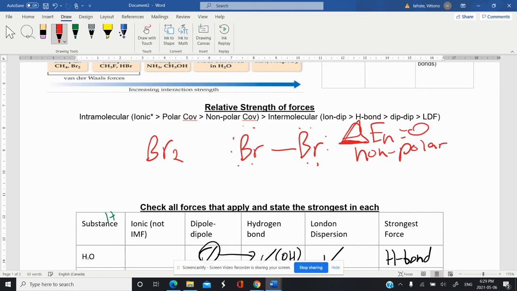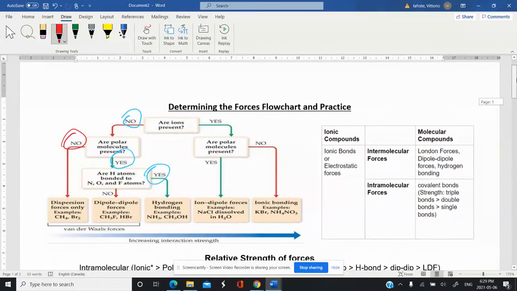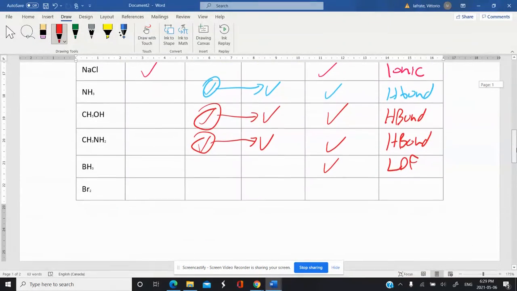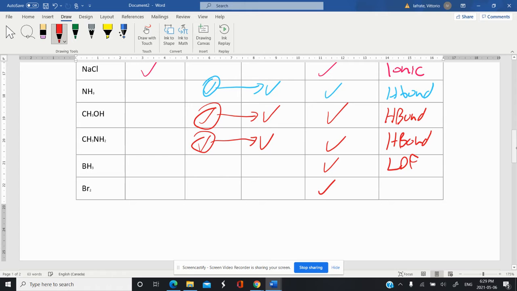There's no ions. I know that because it's just two nonmetals as opposed to a metal and a nonmetal. So we're going this direction here where there's no ions because it's molecular. And then are there polar molecules? Well, no. And so we're going over here to dispersion. So there's really only one type of force in Br2, and it's London dispersion force.